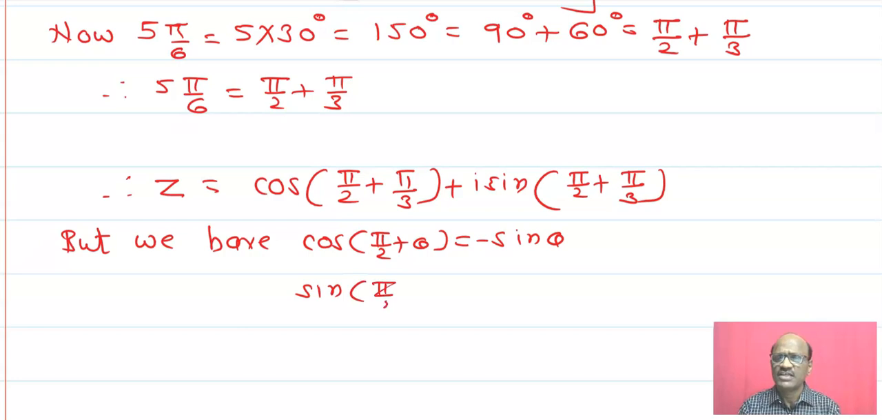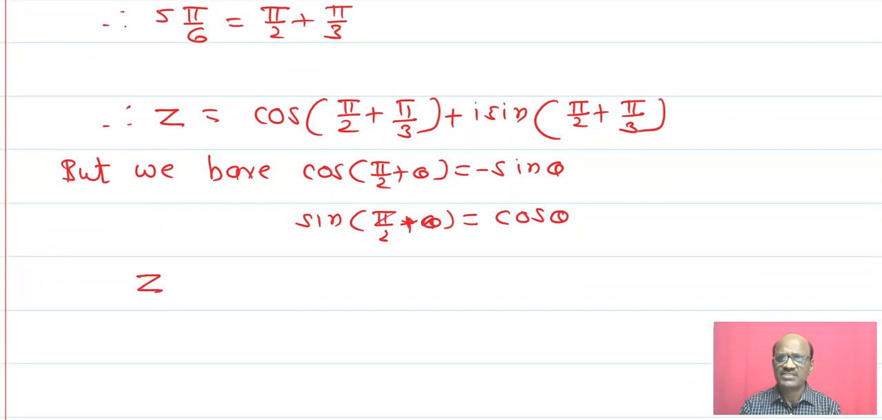But we have cos of pi by 2 plus theta is minus sin theta because it goes in the second quadrant. In the second quadrant cos is negative, therefore it has a minus sign. And sin of pi by 2 plus theta is cos theta. The function changes whenever there is a pi by 2 plus theta. And sin is positive in the second quadrant, therefore it is a plus cos theta.